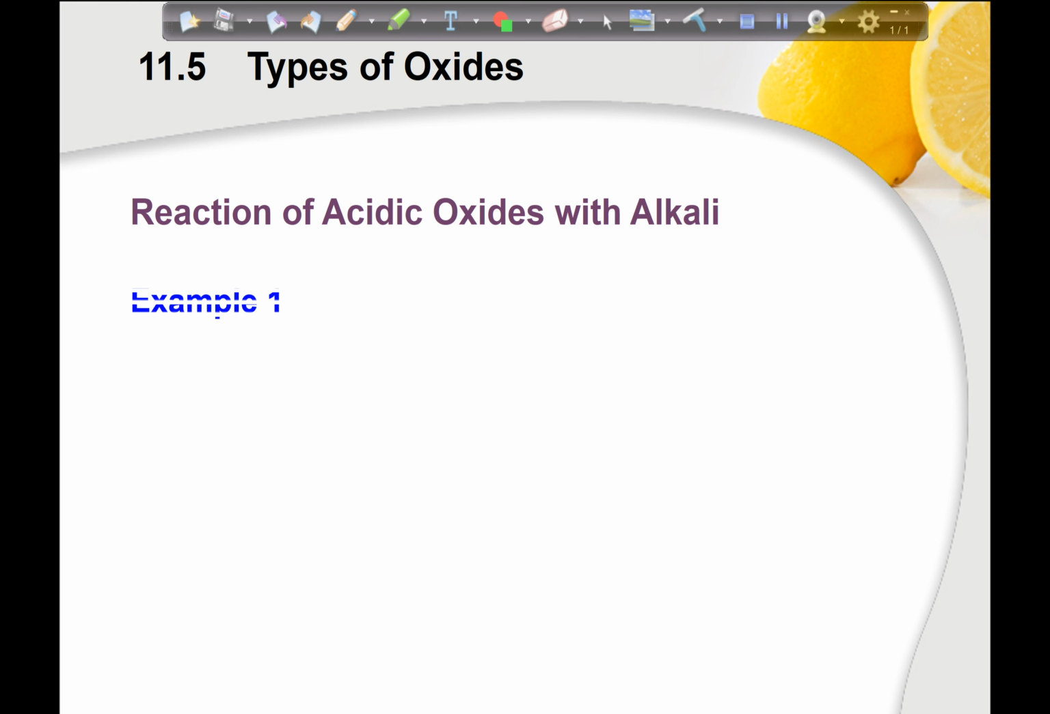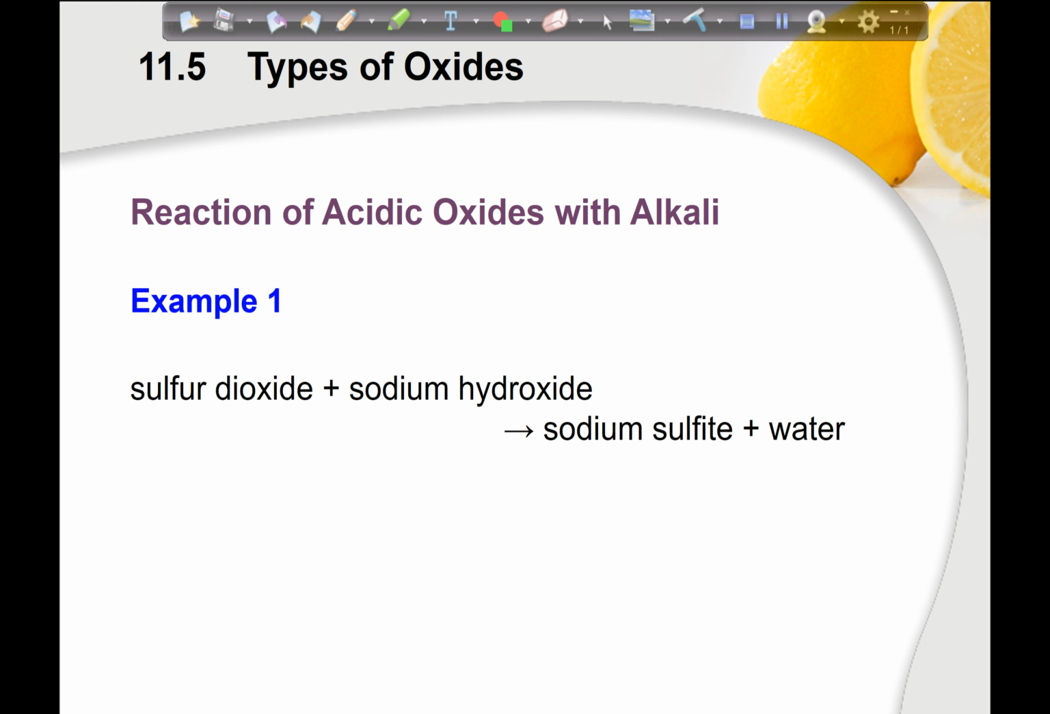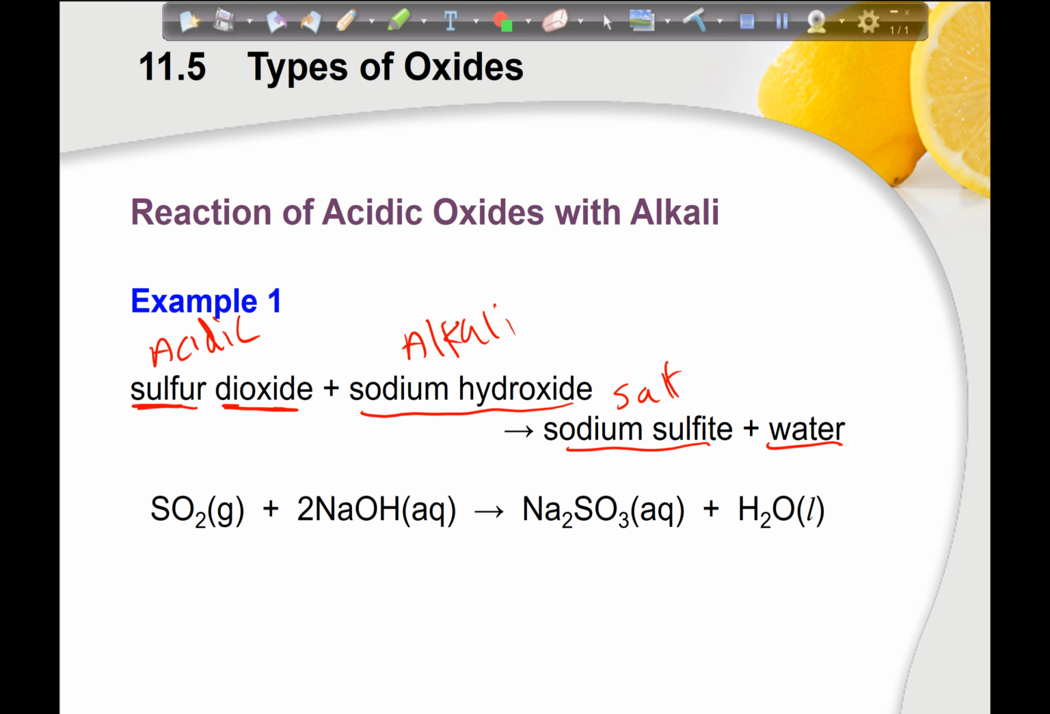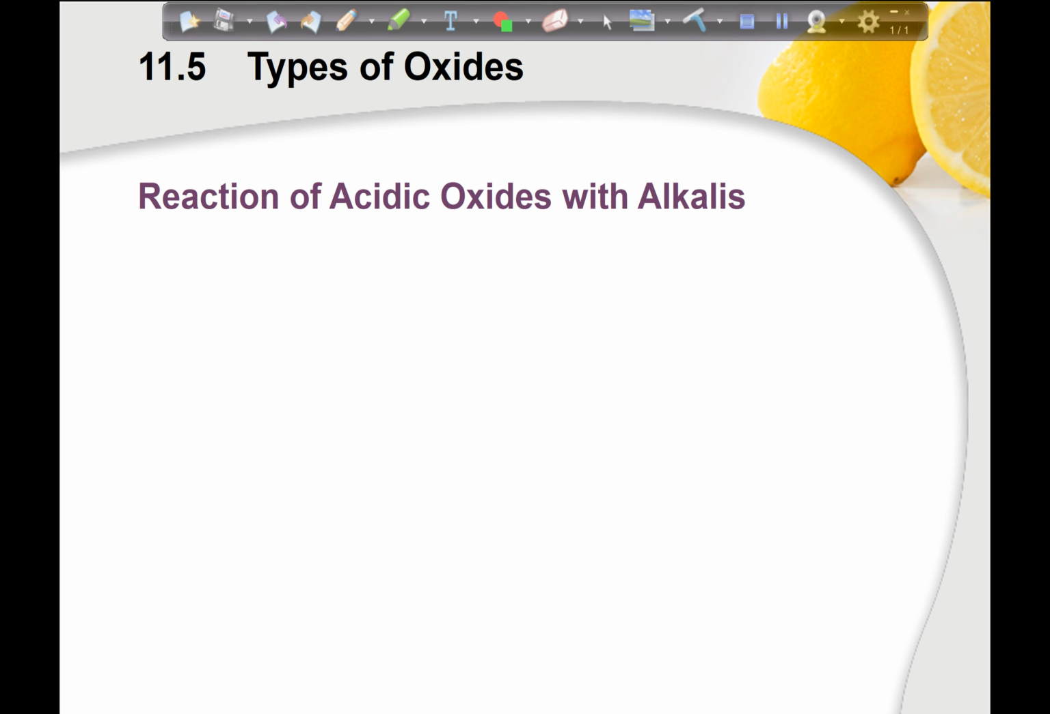Some of the chemical reactions. Example 1, sulfur dioxide. Sulfur is a non-metal, and because it has 2 or more oxygen, it is acidic in nature. Plus sodium hydroxide, which is an alkali, gives you a salt and water. So how do I know the salt? SO2 plus sodium hydroxide gives you a salt and water: sodium sulfite and water.